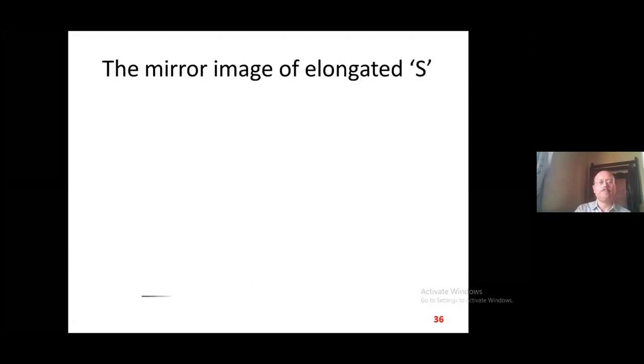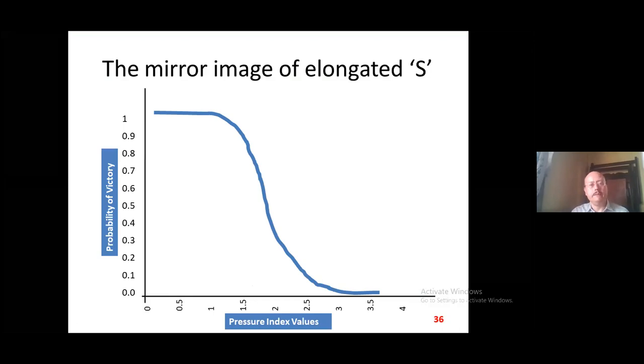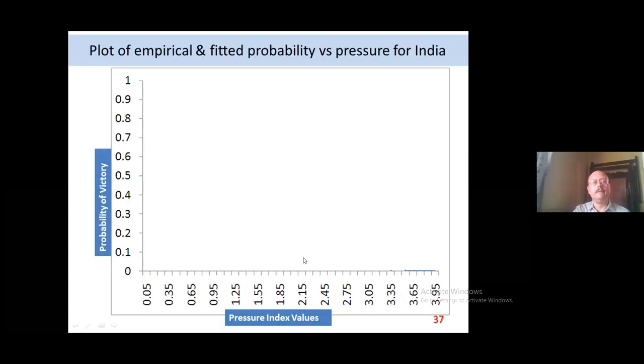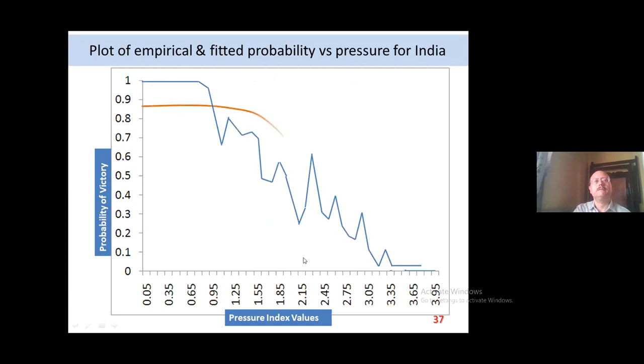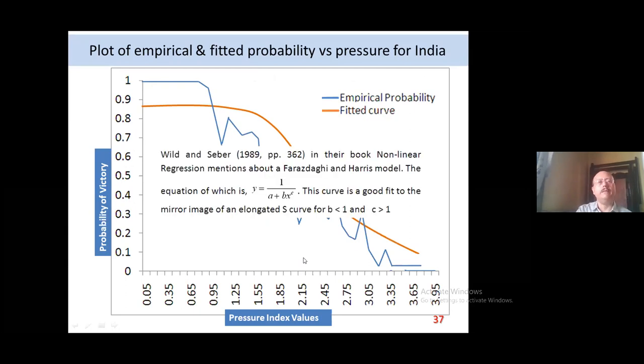But can we see a pattern here? A pattern that relates this conditional probability of victory with the pressure index value. And this is roughly the pattern that we can see here. The pressure index goes up, the probability certainly comes down, and it comes down in this following shape. And that gives us an idea of fitting a reasonably nice looking function to the empirical results. This is like a growth curve. This is due to Wild and Seber, and this model fits our data reasonably well.